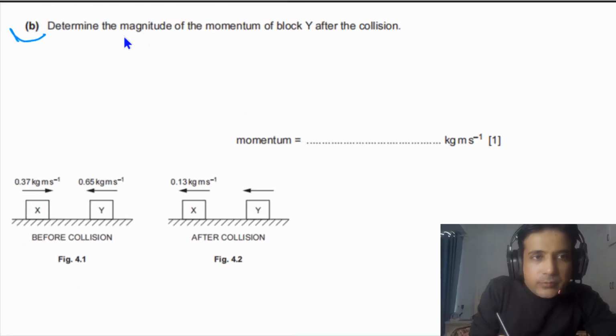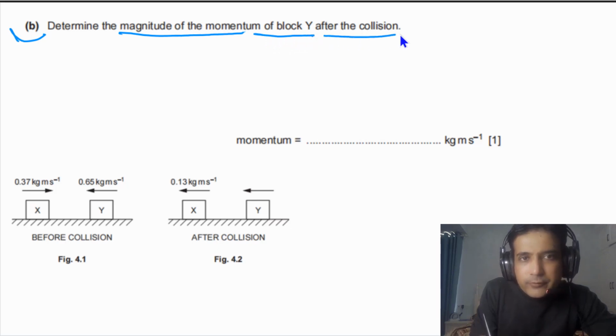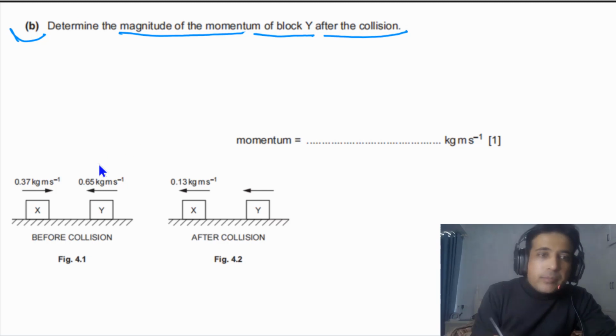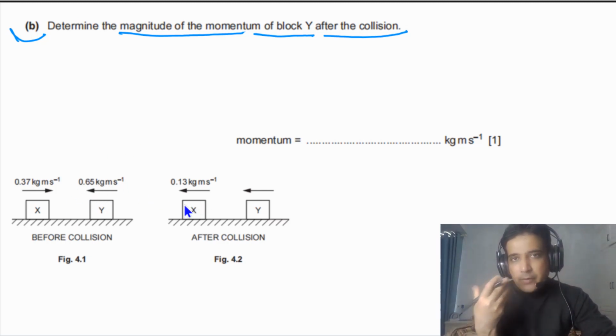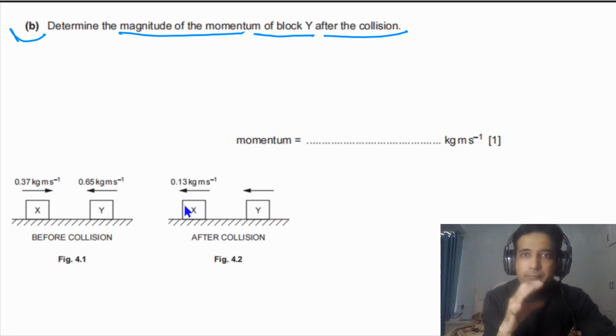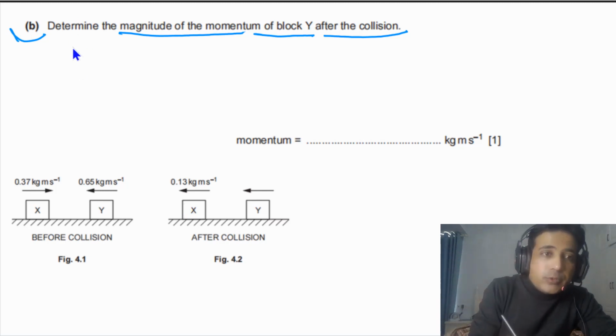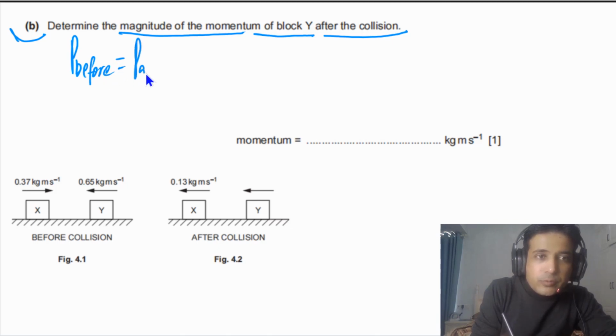For part B, we need to determine the magnitude of the momentum of block Y after the collision. This question is simply based on conservation of momentum. Because we have momentum before collision, if we calculate momentum after collision, momentum before and after has to be the same, because in this case there is no net external force acting on the system. So simply you can use conservation of momentum in this case. Momentum before has to be equal to momentum after.